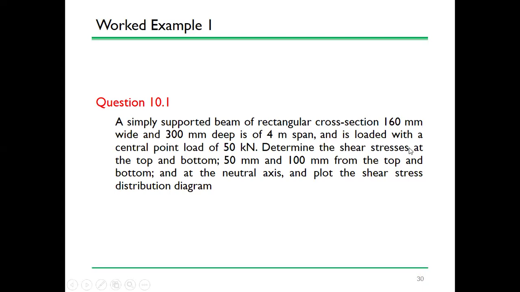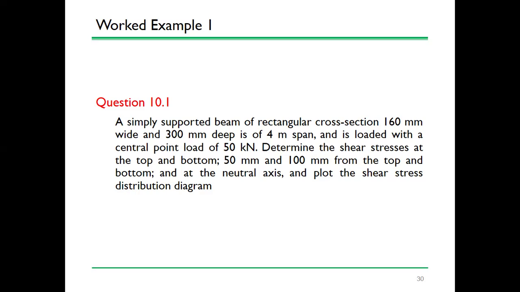Okay, this is a work example. A simply supported beam of rectangular cross section, 160 mm wide and 300 mm deep, is of 4-meter span and is loaded with a central point load of 50 kN. Determine the shear stress at the top and bottom, 50 mm and 100 mm from the top and bottom, and at the neutral axis. Employ the shear stress distribution diagram.